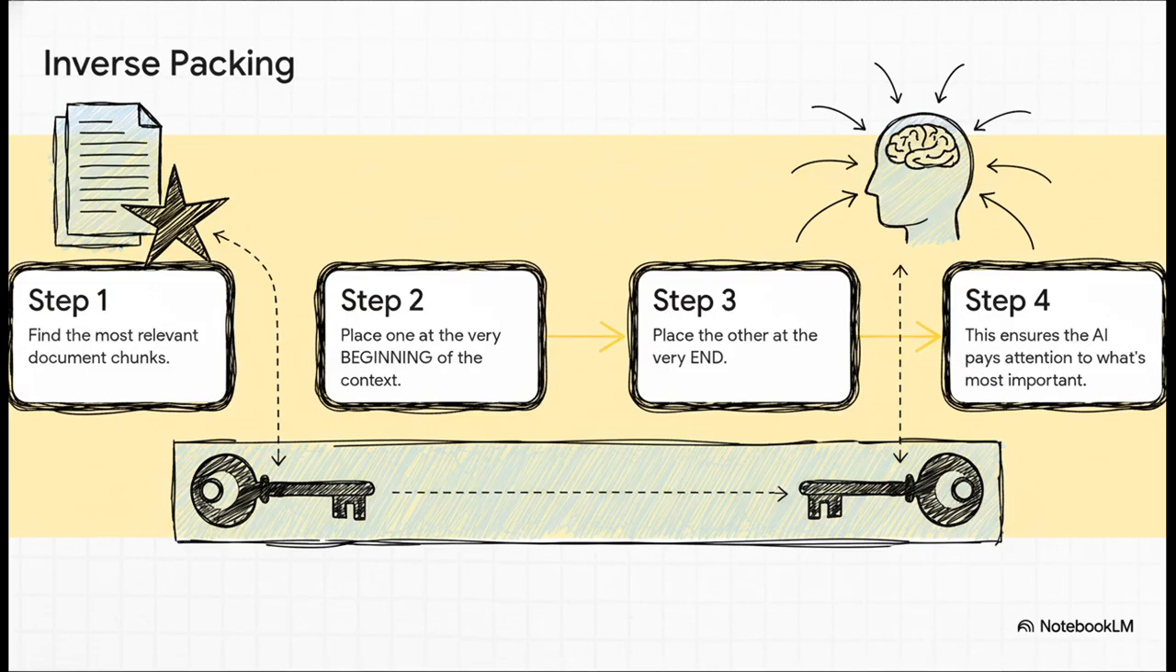So what's the solution? It's this super clever trick called inverse packing. The system is smart. It finds the most important little snippets of info from all the documents it found. Then it takes the single most important bit and puts it right at the very beginning of the material it sends to the AI. And it takes the second most important bit and shoves it all the way to the very end. It's basically gaming the AI's attention span to make sure it sees what matters most.